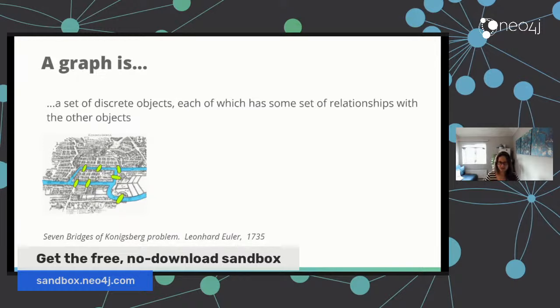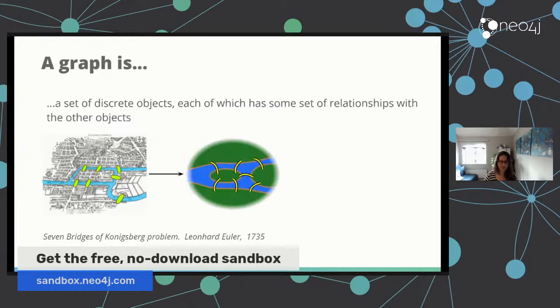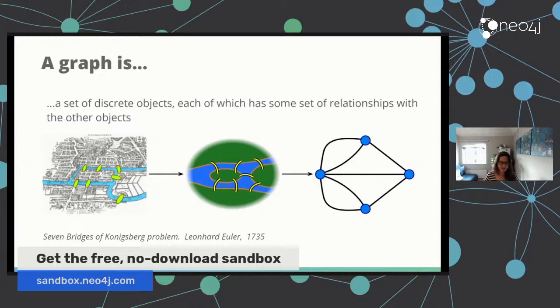Is it possible to visit all 4 land masses using those 7 bridges, but you can only use that bridge once and only once? And Leonhard Euler came across this problem and went, well, actually, what I think we should do to solve this problem is we need to simplify this. And effectively, what he said was, well, those 4 land masses, so the 2 mainlands and the 2 islands, those are our discrete objects. And the bridges that are connecting them, well, these are the relationships. These are the things that are connecting the land masses together.